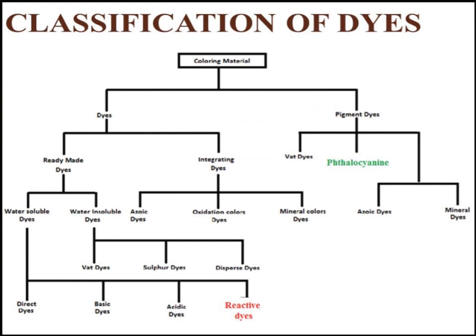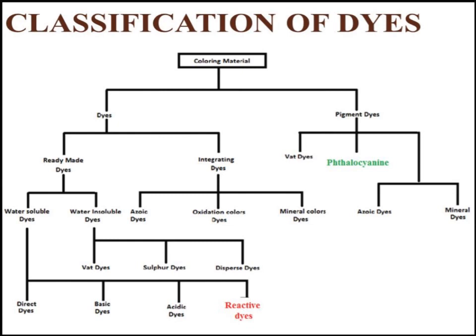These are divided into two categories, dyes and pigments. In case of dyes, we have sub-classification as ready-made dyes and integrating dyes or ingrained dyes. Ready-made dyes are again subcategorized under water-soluble and water-insoluble dyes. In case of water-soluble, we have direct dyes, basic dyes, acid dyes and reactive dyes. In case of water-insoluble dyes, the classification is vat dyes, sulfur dyes and disperse dyes. So this is based on the solubility of dyes in water.